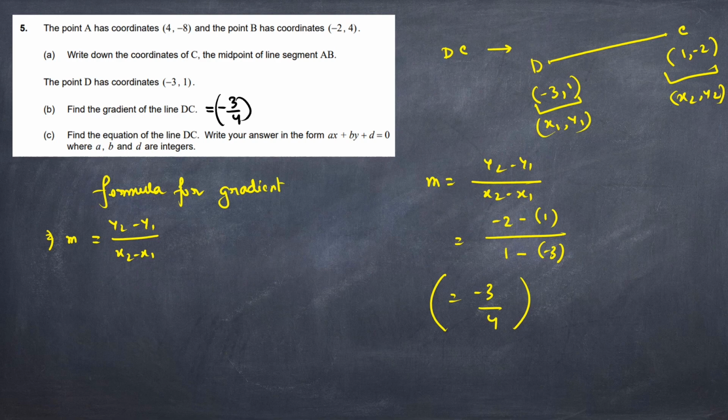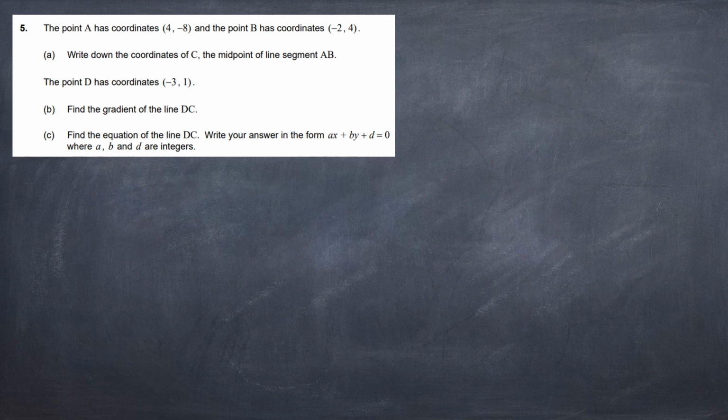This is a negative gradient. Okay, so this was the answer to this problem. This was again a very simple problem. Now we will move to the third problem of this question. Find the equation of the line DC. Write your answer in the form given.